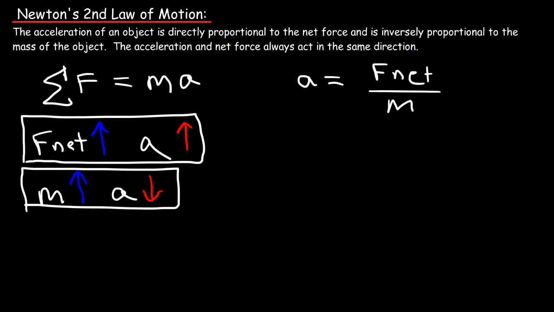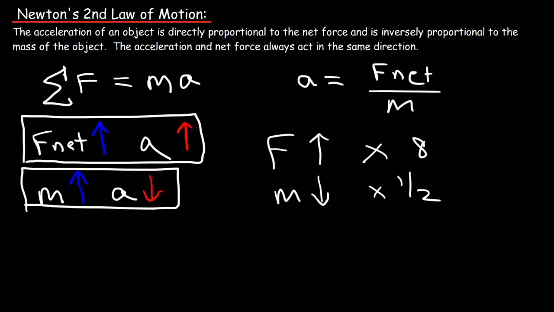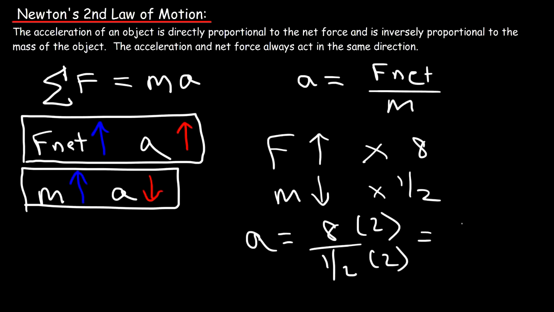So let's say the force increases by a factor of 8 and the mass is reduced to 1/2 its value. What's the acceleration? It's going to be 8 divided by 1/2, which if you multiply the top and bottom by 2, is 16/1. So the acceleration will increase by a factor of 16. So if you decrease the mass, the acceleration will increase if the net force is constant.